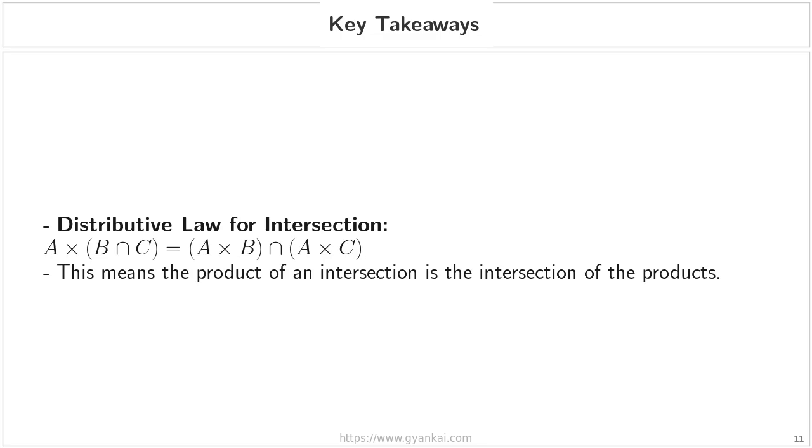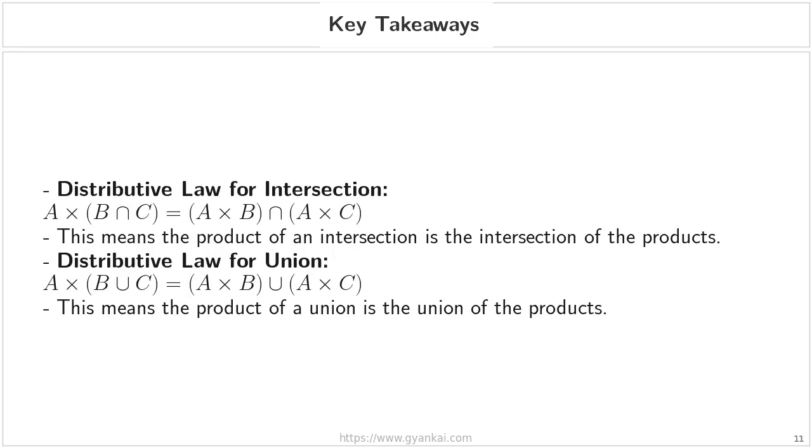Key takeaways. All right, we have reached the end of our lesson. Let's wrap everything up by reviewing the key takeaways so you can feel confident with these properties. First, let's look at the distributive law for intersection. As we demonstrated through our step-by-step calculation earlier, the formula is A cross (B intersection C) equals (A cross B) intersected with (A cross C). In simpler terms, what this tells us is that the product of an intersection is exactly the same as the intersection of the individual products.